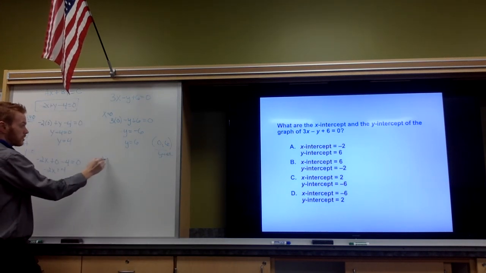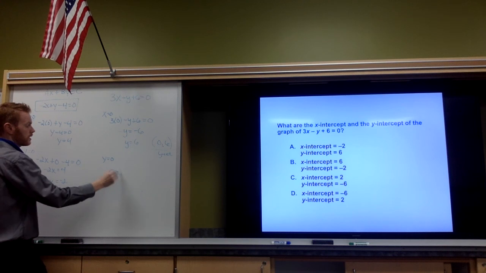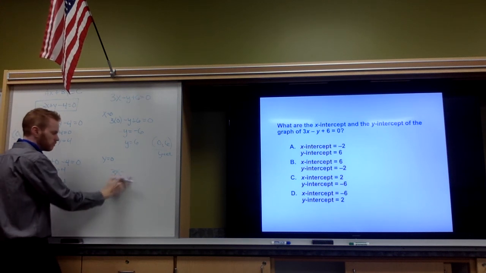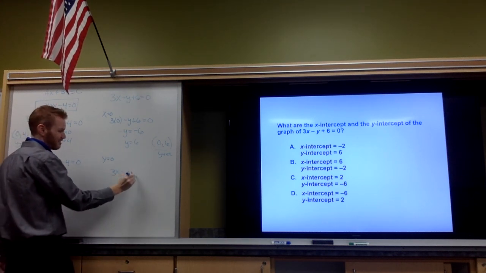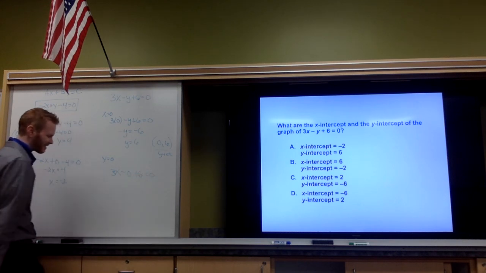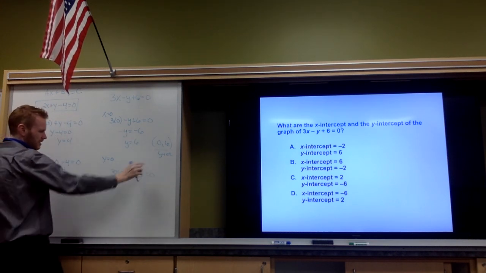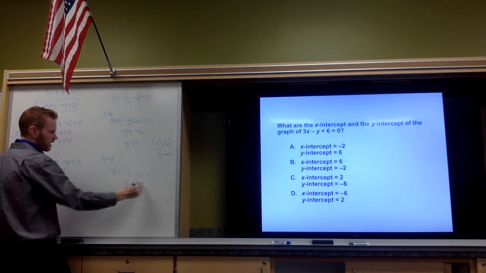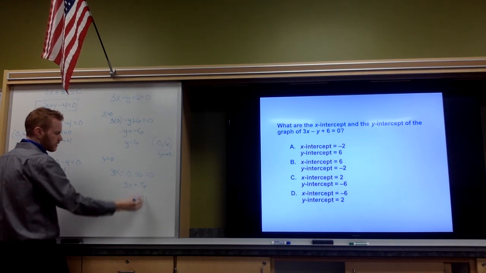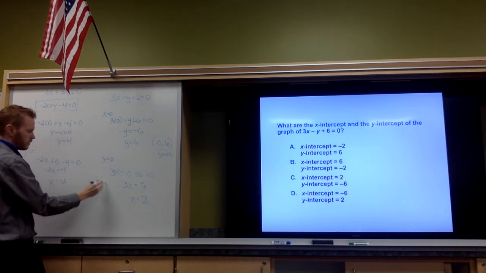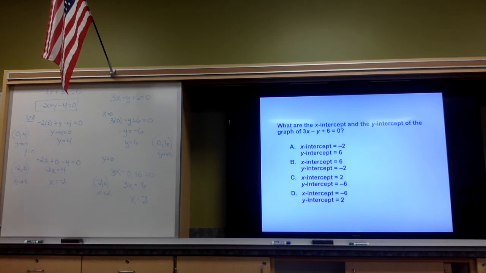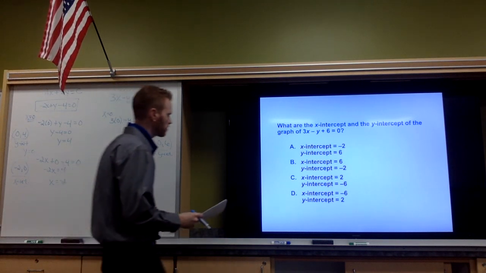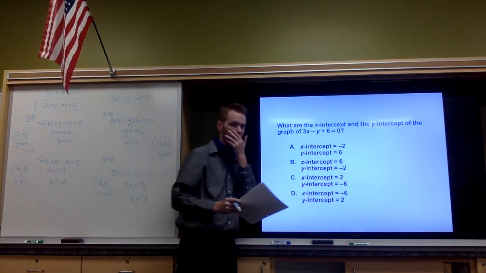Now, we're going to plug 0 in for y. So 3x minus 0 plus 6 equals 0. Subtract 6 to the other side, so 3x equals negative 6. So x is negative 2. So negative 2, 0 is my x-intercept. So what option is that? I'm going to say A, right? A would be the right one for that guy.